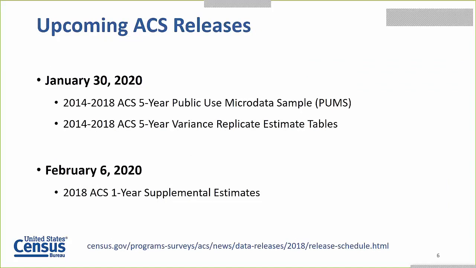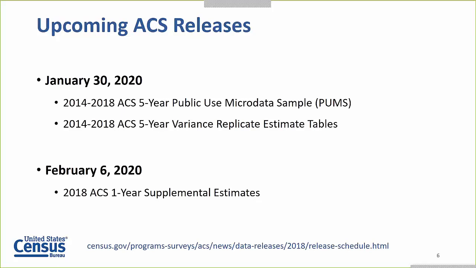Although the focus of the webinar is our 5-year release, I wanted to take the opportunity to promote several products that will be coming out soon that are also part of the data release season. The 2014 to 2018 ACS 5-year Public Use Microdata Sample, or PUMS, and Variance Replicate Estimate tables will be available on January 30th, 2020. Both of these products are for very experienced data users.